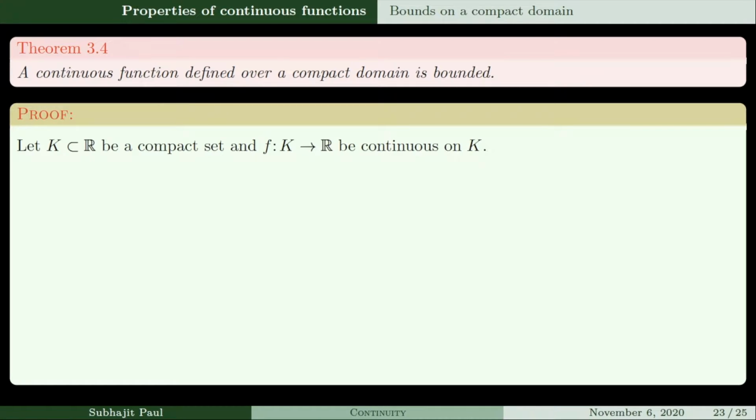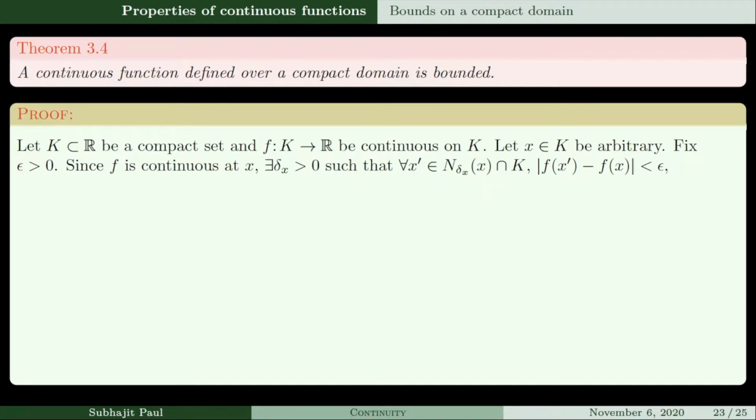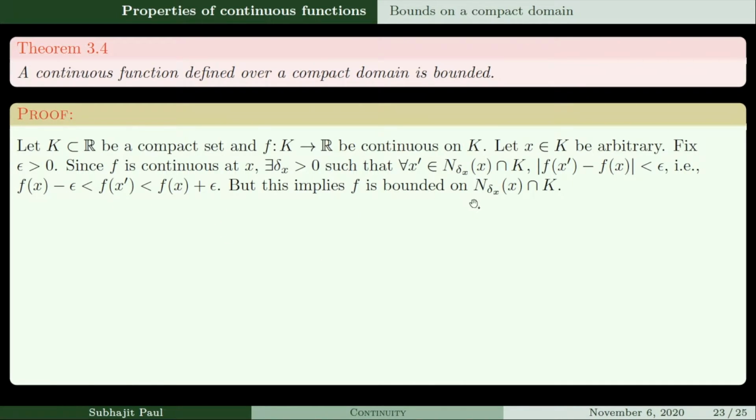Let K be a compact subset of R and f defined over that compact set be continuous. Let x be any arbitrary point in K. Fix epsilon positive. Now, since f is continuous at x, there will exist a positive number delta, which will definitely depend on x, such that for any point x dashed from that delta neighborhood of x intersection K, of course, the distance of f(x) from f(x dashed) will be smaller than epsilon. Now, if you break this up, you will get f(x) minus epsilon is smaller than f(x dashed) is smaller than f(x) plus epsilon. This implies f is bounded on the delta_x neighborhood of x intersection K.